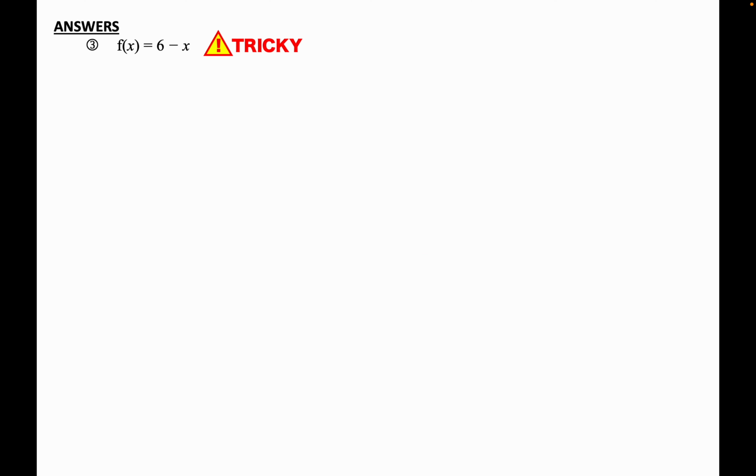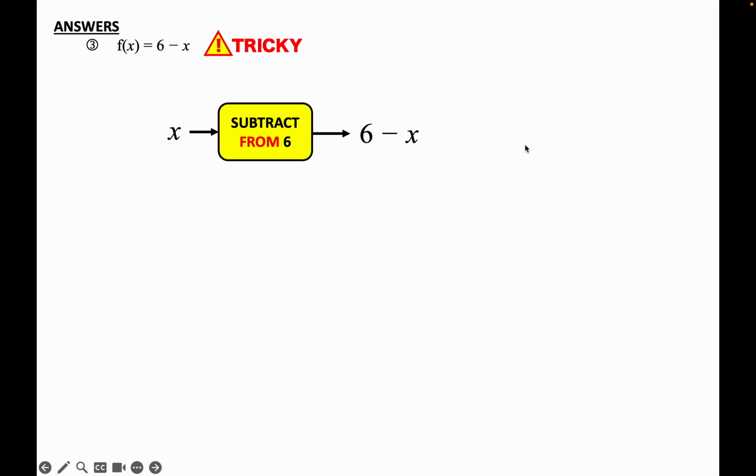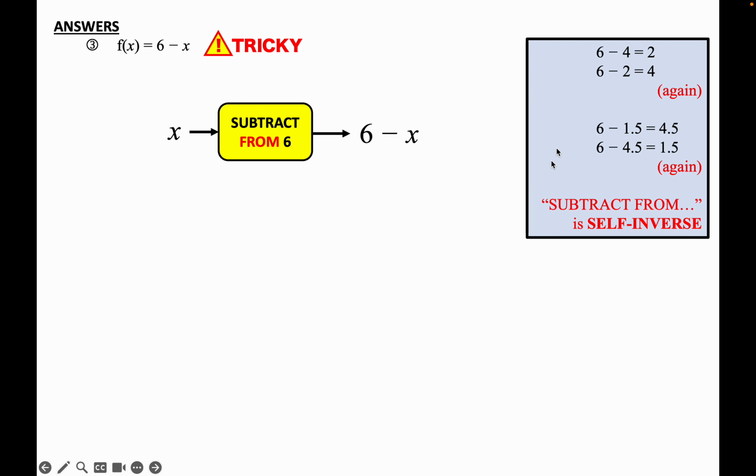On to number 3 now. Number 3 was tricky. f of x equals 6 minus x. So what you're doing there is subtracting the number from 6. My box is saying take the number x and subtract it from 6 to get 6 minus x. Now what's tricky about that? 6 minus 4 is 2. 6 minus 2 is 4 again. 6 minus 1.5 gives you 4.5. And 6 minus 4.5 takes you back to 1.5 again.